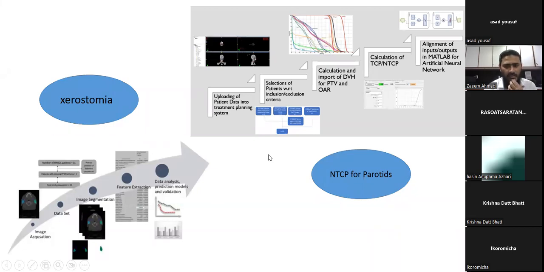Another study is about the normal tissue complication probability. With the same data sets, we extracted the DVHs from the treatment plans of these patients, and we calculated the TCP and NTCP values with Radbio Bio freeware software. And we used the radiomic features and the clinical information of these patients as input for an artificial neural network, and we tried to predict the NTCP values with this.